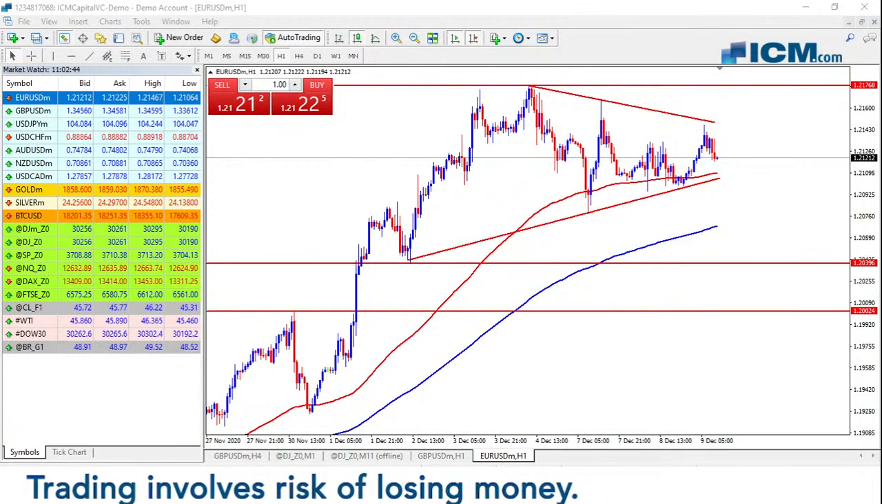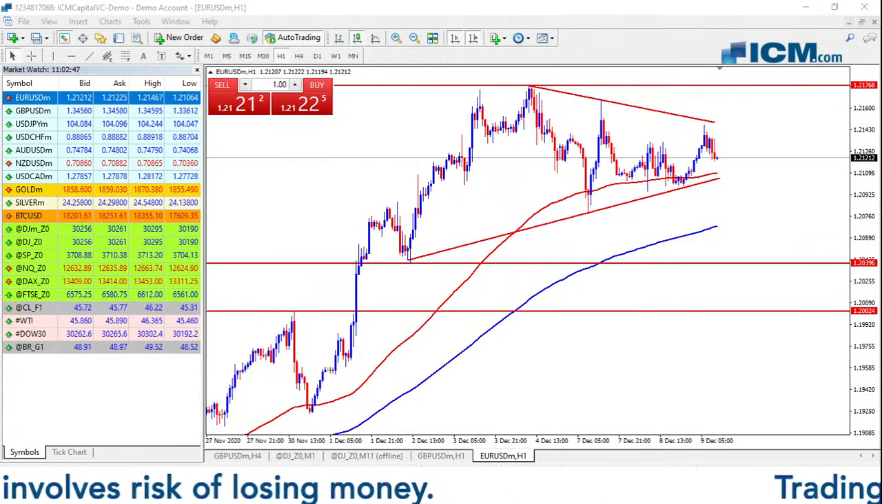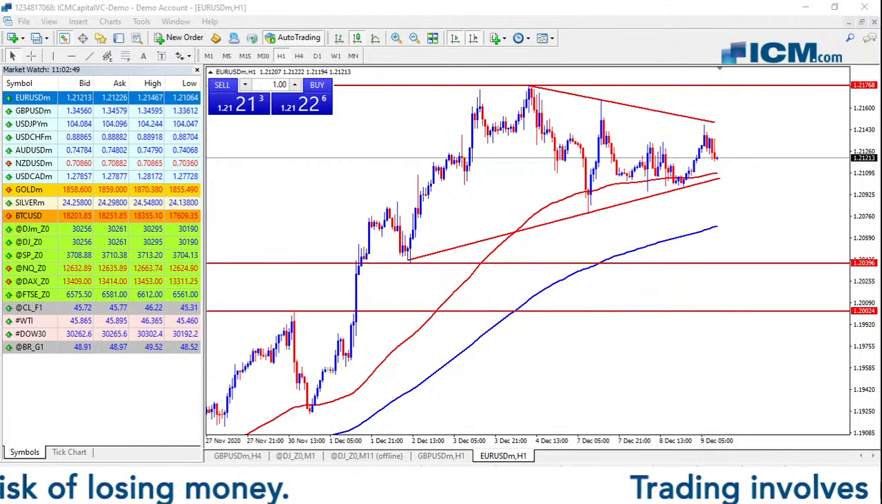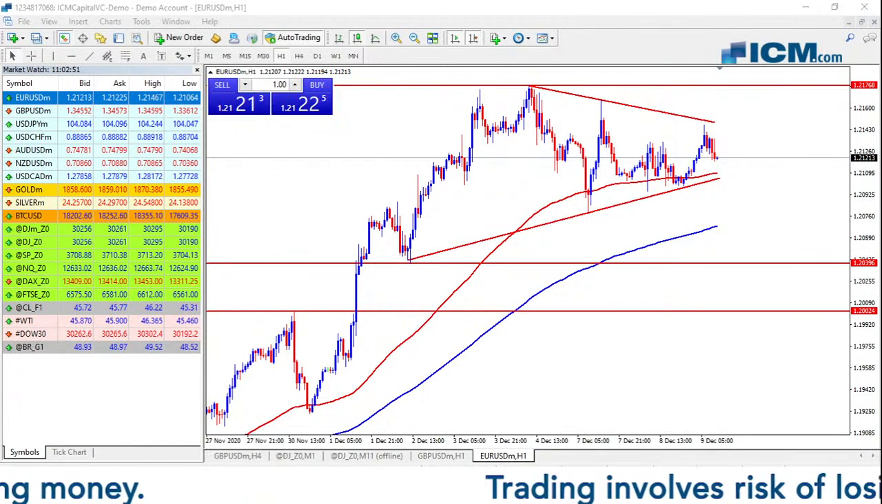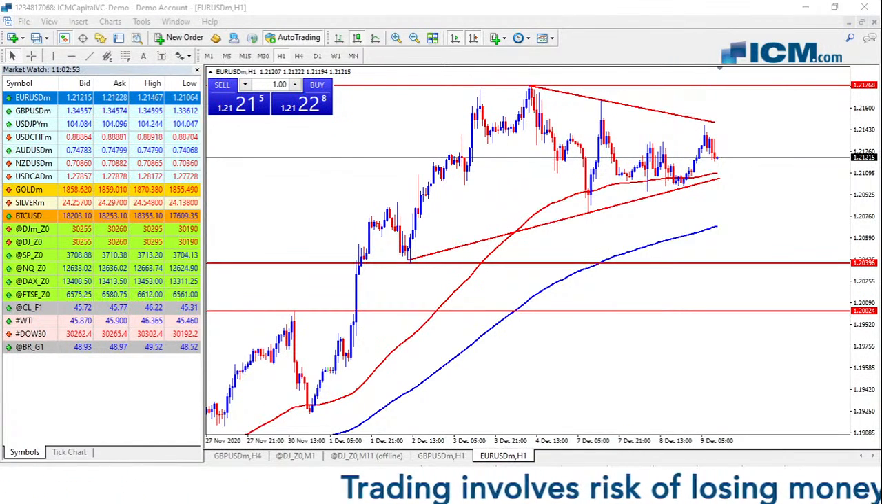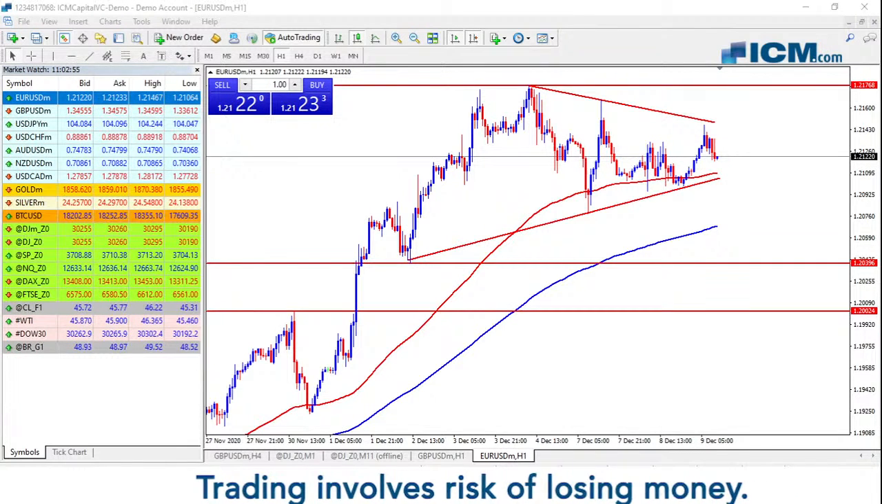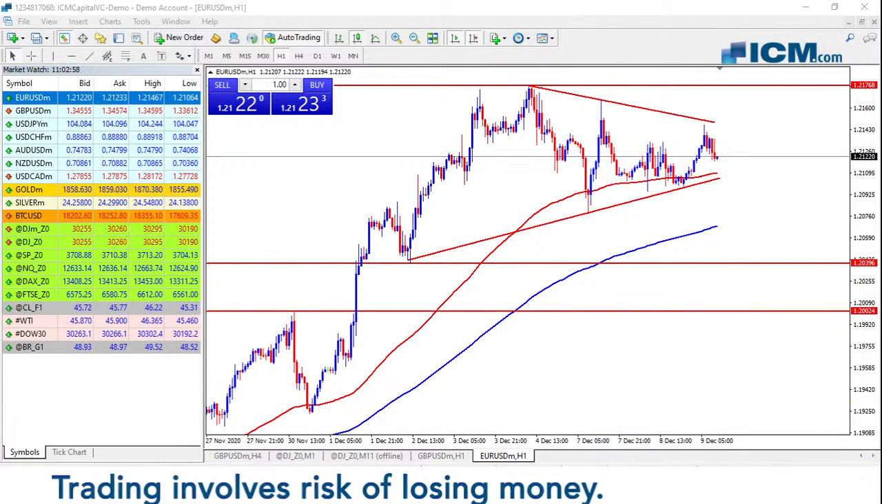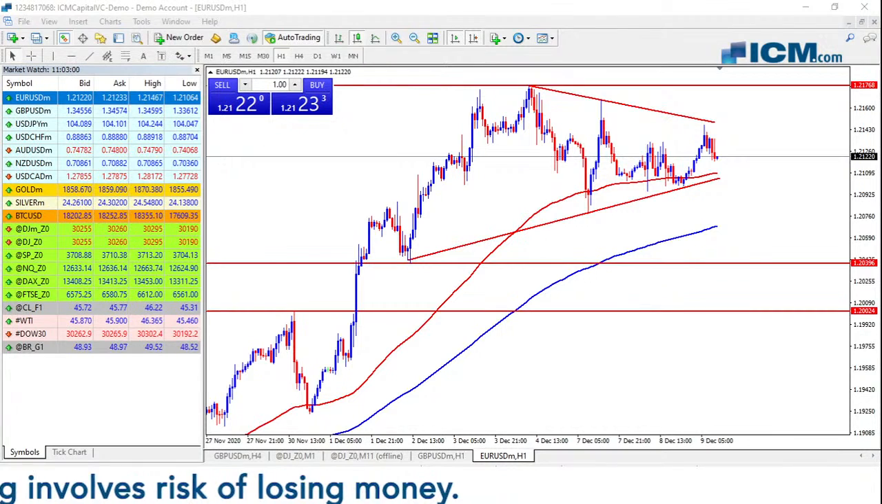For the rest of the day, we have the JOLTS coming out as soon as the US market opens, and then we have the Bank of Canada monetary policy meeting, where it's widely expected that the bank would keep policy unchanged with interest rates staying at 0.25%. And after that, we have the weekly crude oil inventories.